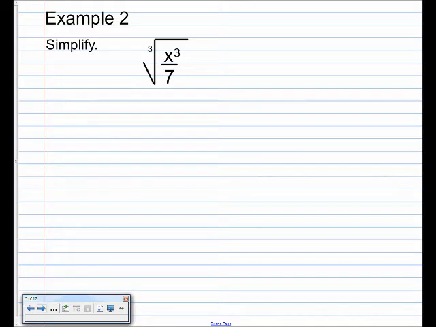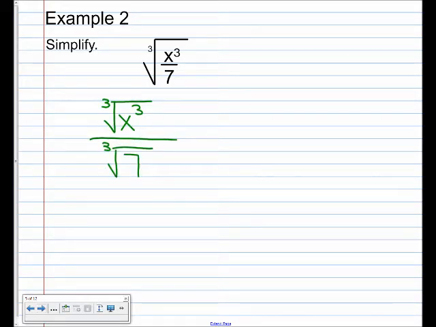All right, now we're going to use one of those properties from a few slides ago. Do you see how this fraction is inside the entire radical? I'm going to split it up. I'm going to put one radical with x cubed and one radical with 7. You are allowed to do that. And you can go the other way, right? If I had it like this, I could put it all together.